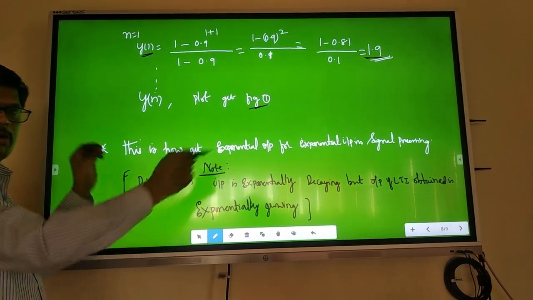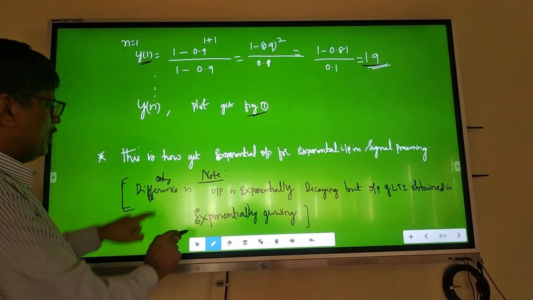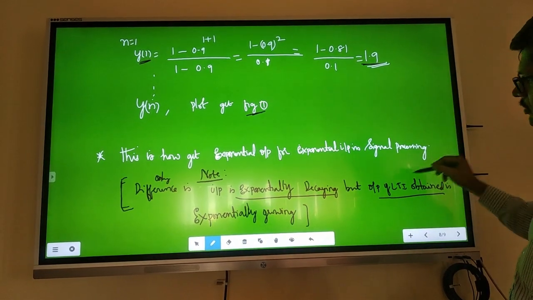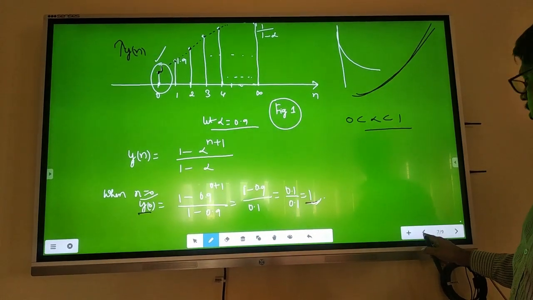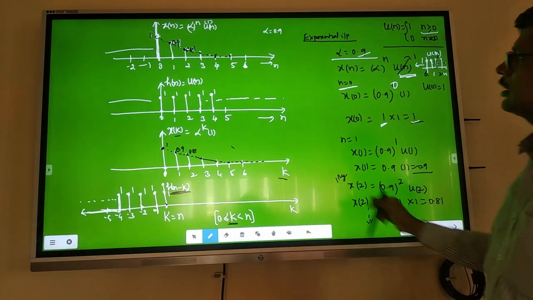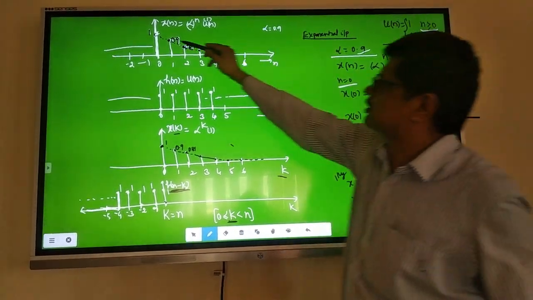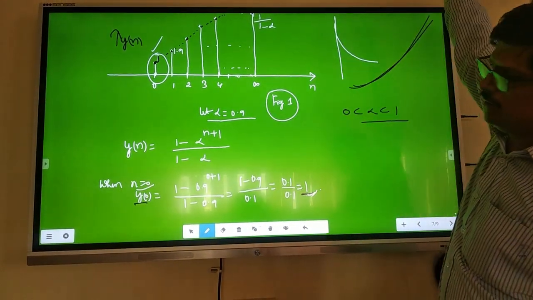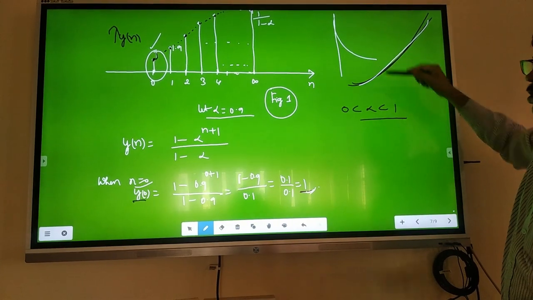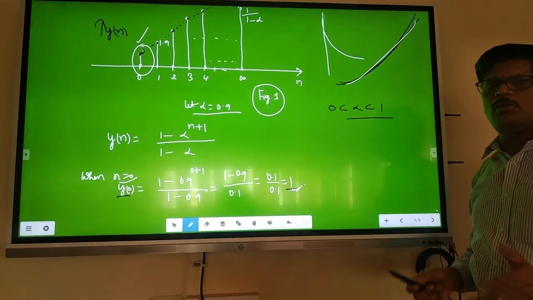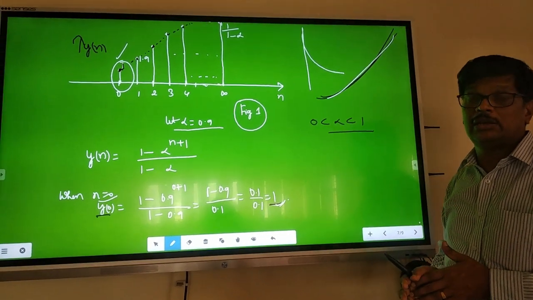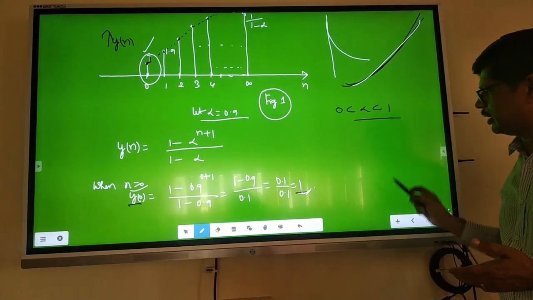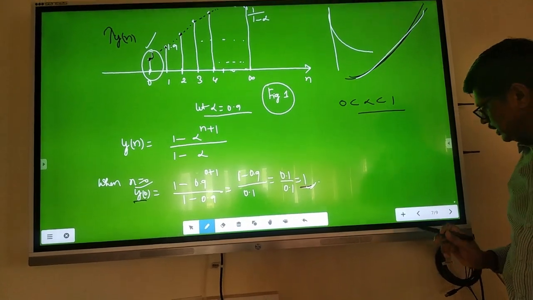What is the difference in this problem? The only difference is that if the input is exponentially decaying, the output of the LTI system is exponentially growing. The input given is exponentially decaying; it starts from a high value and reduces. The output of the LTI system is exponentially growing. But both are exponential. We are analyzing the graphical output of signal processing, and the linear convolution sum is done like this.